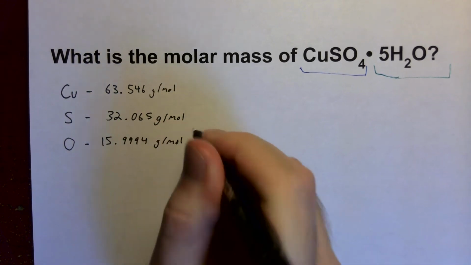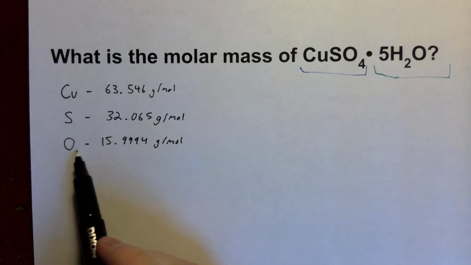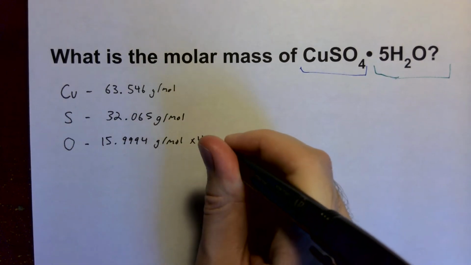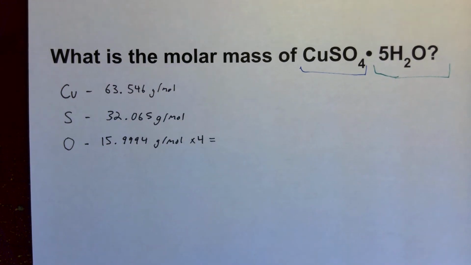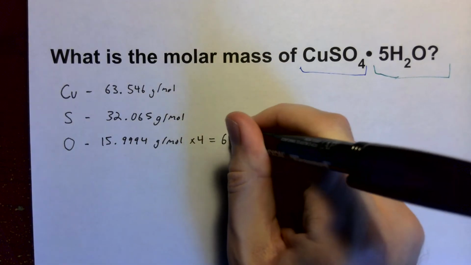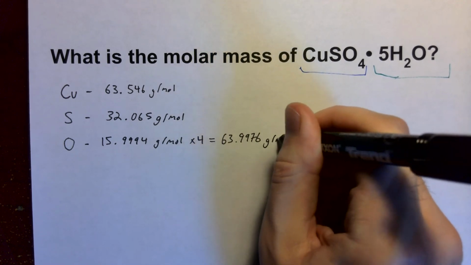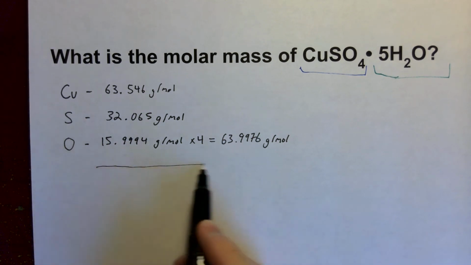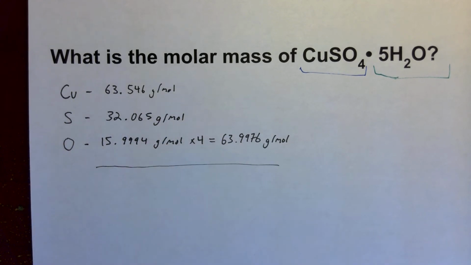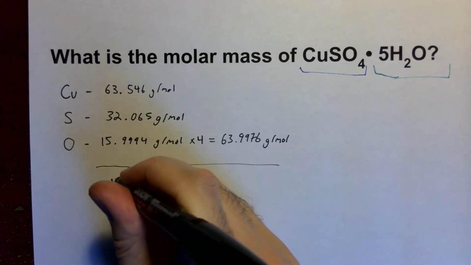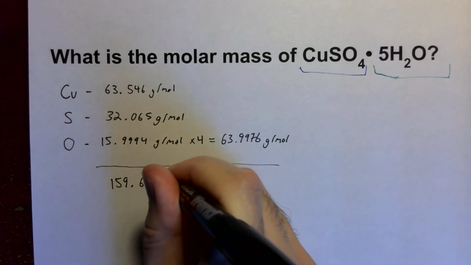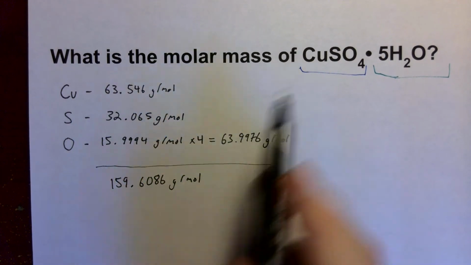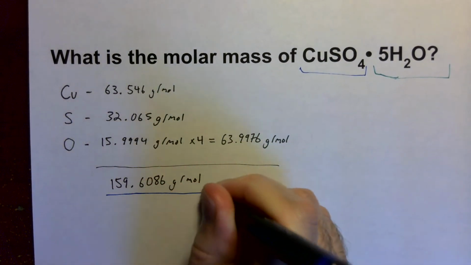15.9994 grams per mole. Now there's only one each of the copper and sulfur, but there's 4 of the oxygen. So we're going to need to multiply that one by 4 to get the final molar mass of the oxygen in the copper sulfate part of this substance. So that's 63.9976 grams per mole. Alright, taking all of those together, the molar mass of the oxygens plus the sulfur plus the copper, that's going to give us a total of 159.6086 grams per mole. And that's just for the first section.